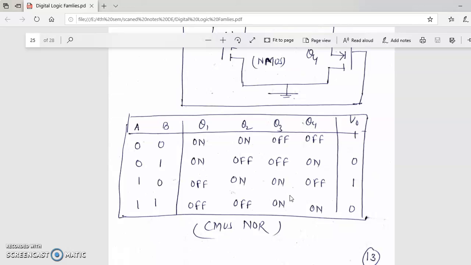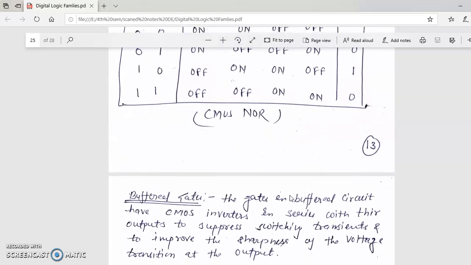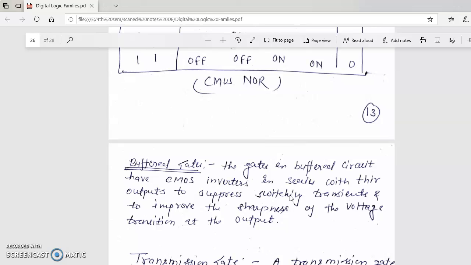So in MOS logic families, the most important is the CMOS logic family, but for the basics we start with the CMOS inverter, CMOS NAND gate, CMOS NOR gate, as well as the NMOS inverter, NMOS NAND gate and NMOS NOR gate. These are compulsory for the RTO exams. This is an important topic in logic families.